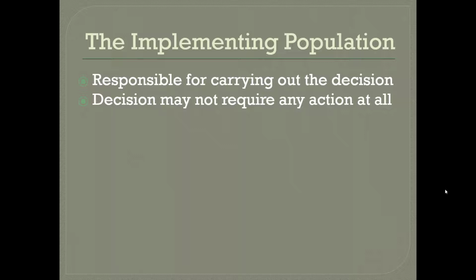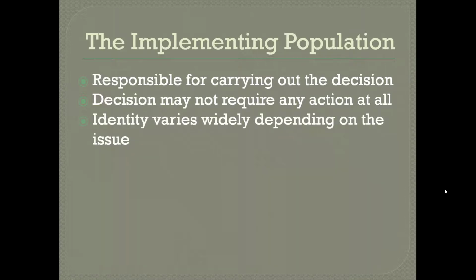For example, Roe v. Wade simply said women have a right to abortion. It wiped abortion laws off the books, and it didn't require any action on the part of state legislatures. However, of course, many state legislatures afterwards still reacted to the decision and passed laws trying to test the court's resolve. So the implementing population can vary widely depending on the issue. Different cases involve different segments of American life, and so the groups of people who are responsible for carrying them out are going to differ.